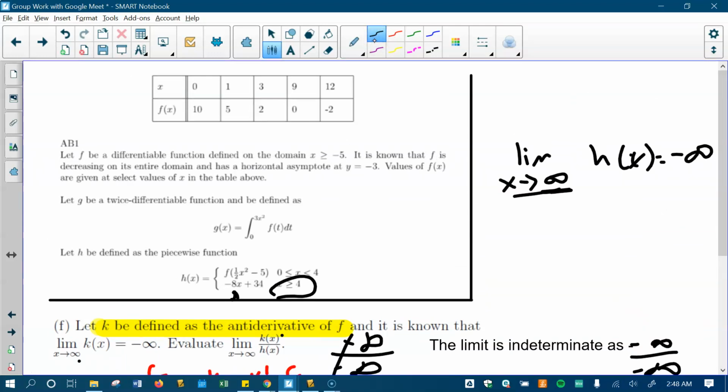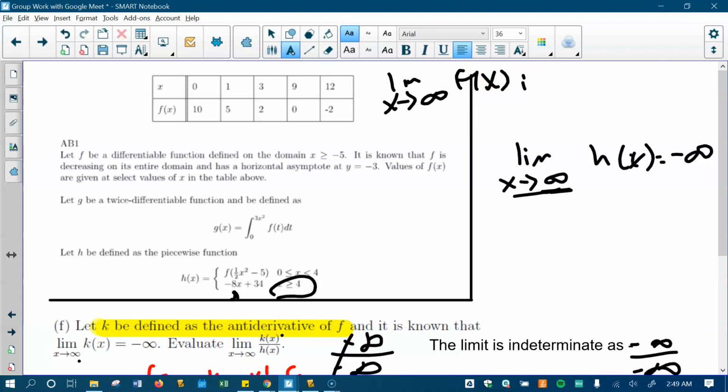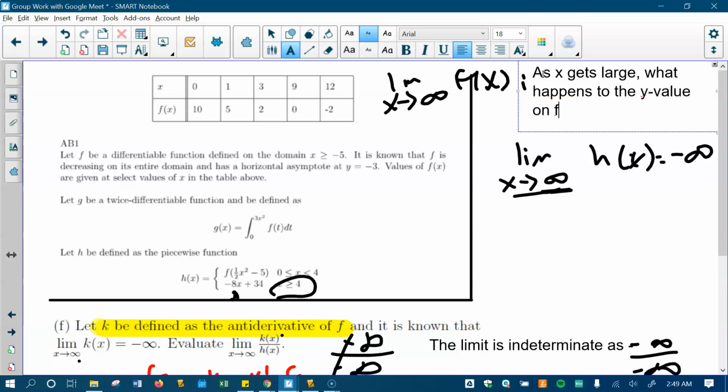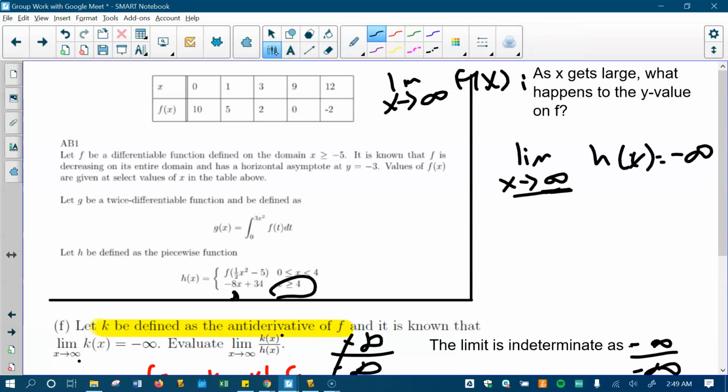So if I'm trying to find where f goes to infinity, we're trying to answer this. As x gets large, I'll type this out for you so you can read it. When you are trying to find the limit as x approaches infinity of f, what you're also stating is as x gets really, really large, as x gets large, what happens to the y value on f? So that's what you're trying to answer here.